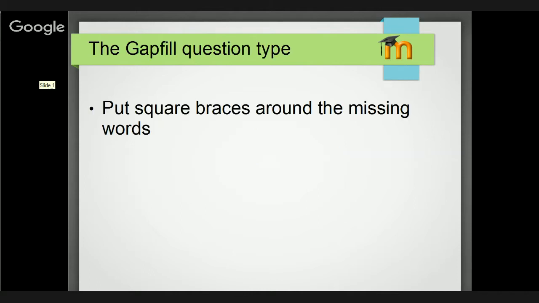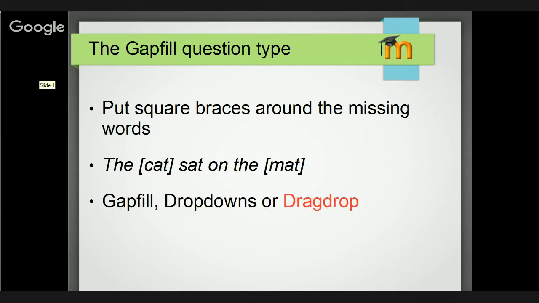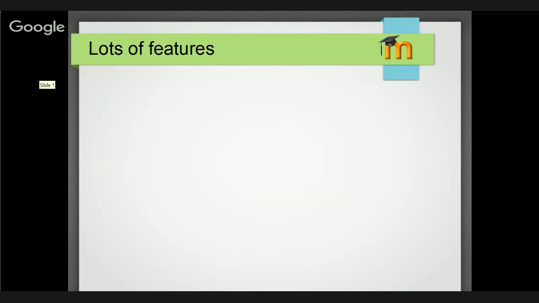So what does that mean? Put square braces around the missing words. So if your sentence, this is my slightly absurd basic example, is the cat sat on the mat, and you wanted a gap where cat and mat are, for the students to type in the word cat and the word mat, you put square braces around them. And these can be represented as either gap fill, which is type into the blank, traditional drop downs with alternatives, or the one that it defaults to, which is drag and drop, where you have the right answers plus some distractors and you drag them in.